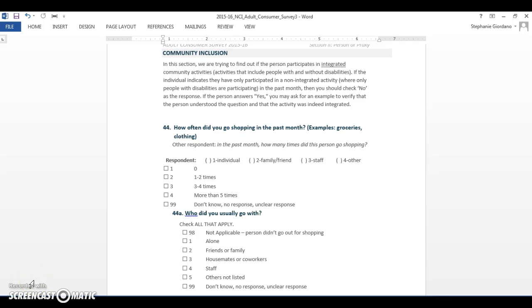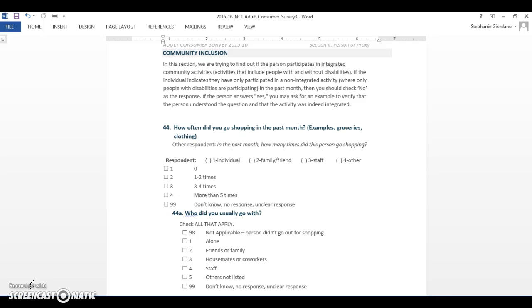You may notice that these questions are slightly updated from previous years. So what we now ask is how often the person has gone out to do an activity in the past month. And you see here, how often did you go shopping in the past month? The response options would be 0, so not at all, or 1 to 2 times, 3 to 4 times, or 5 times or more in the past month. As always, we have that don't know response.